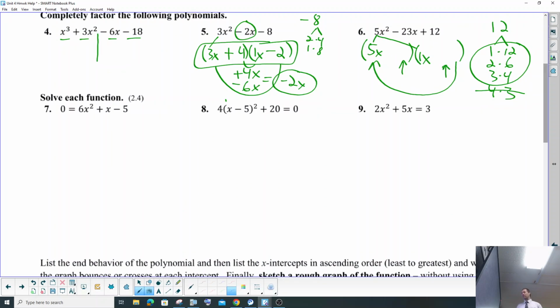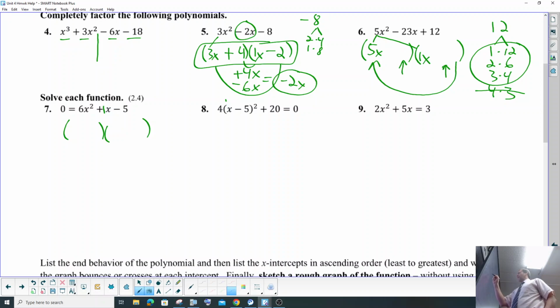Okay, so solve each function, 2.4. So we're just going to do more factoring and then just set them equal to 0. So we're trying to get 1. Pause me. Try number 7 on your own.